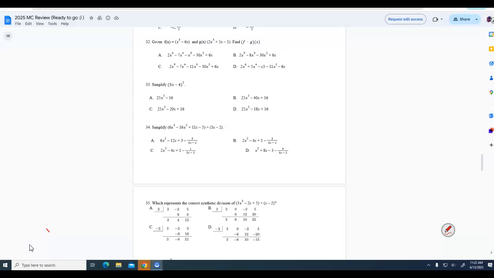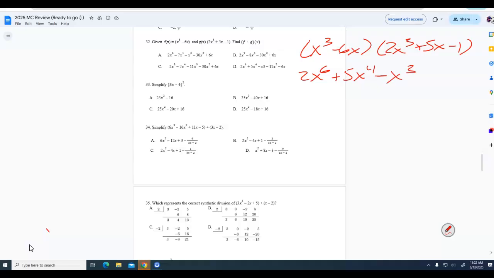32, they want f times g. We're just FOILing it out. x cubed minus 6x, 2x cubed plus 5x minus 1. I'm going to take my x cubed and FOIL it all the way through, or distribute it all the way through. 2x to the 6th plus 5x to the 4th minus x cubed. Then I'm going to distribute the negative 6x through. Negative 12x to the 4th minus 30x squared plus 6x.